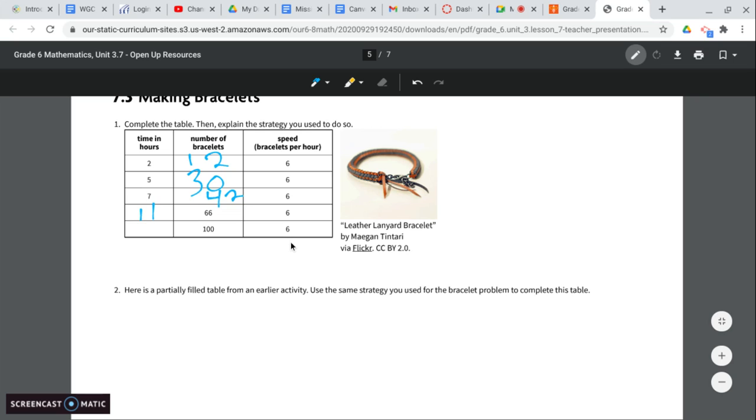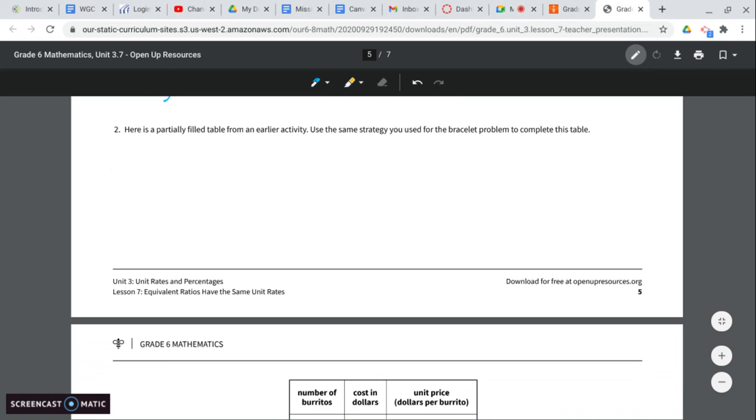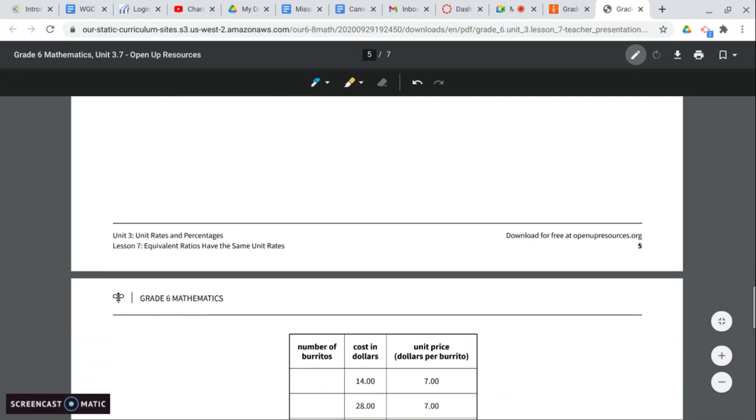100 divided by 6 is 16 2/3. So it's going to take almost 17 hours, but not quite, to make 100 bracelets. So here is a partially filled in table for an earlier activity. Use the same strategy used for the bracelet problem to complete this table.